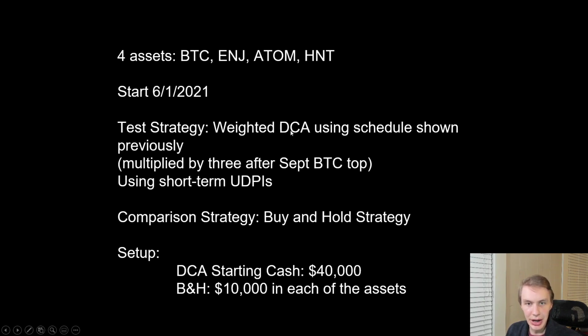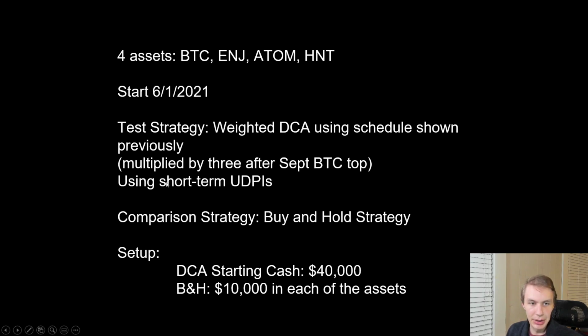And then the test strategy is going to be the same as what I showed you before, same schedule, etc. It's just now that we're looking at all of these together. And what I'm going to do is multiply, again, those values by 3 after that September Bitcoin top. Again, the idea being that you suddenly have a lot more money on hand to play with. You'd want to increase the values that you're using in your DCA calculations. So just as a rough way of doing that, I'm just multiplying things by 3 once you get to that point in time.